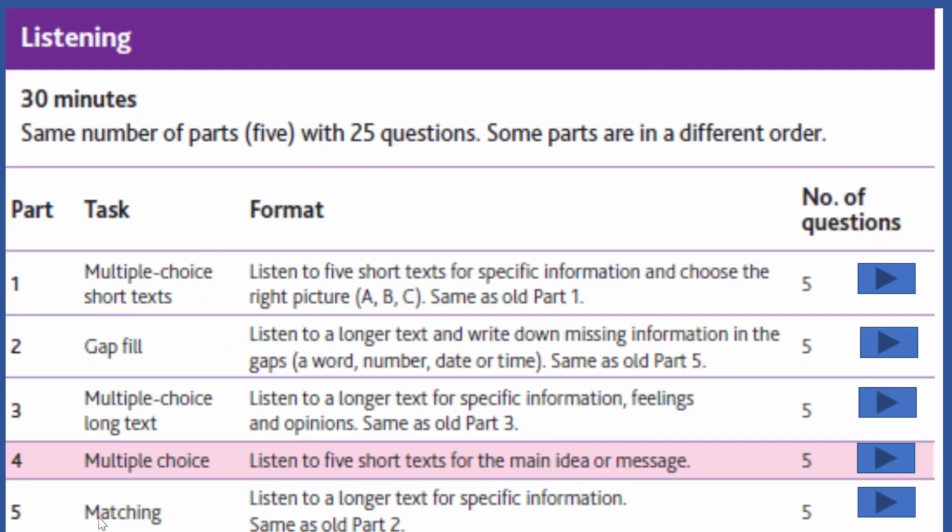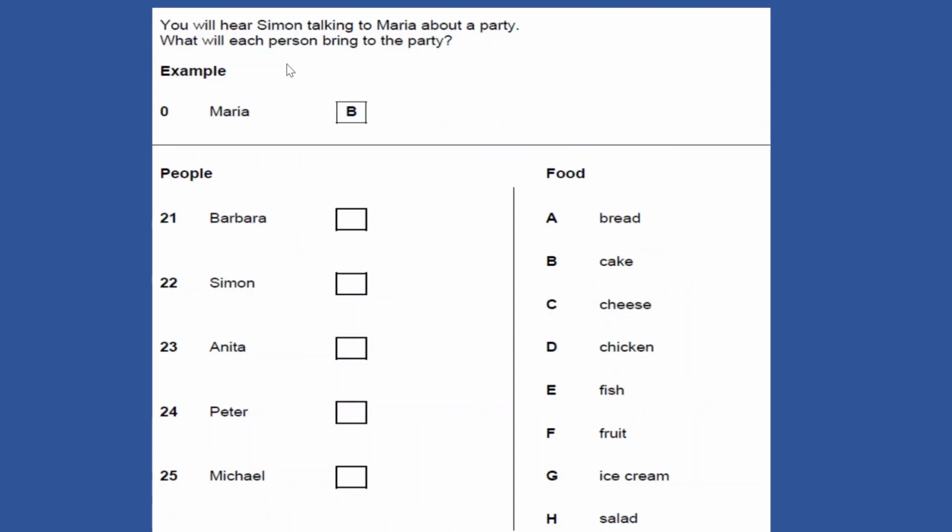The next one is a matching exercise, in which students listen to a longer text for specific information. It's the same as old part 2. Here is an example. You will hear Simon talking to Maria about a party. What will each person bring to the party? You have an example. Maria is going to bring B, which is a cake. So what will Barbara bring? Students are going to listen and choose which item Barbara is going to bring to the party. This is all for the listening part.